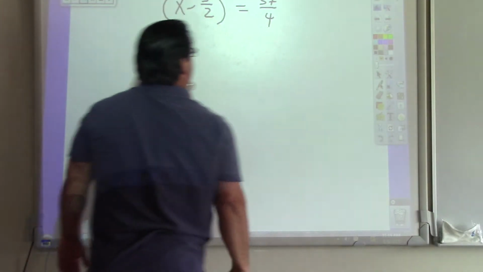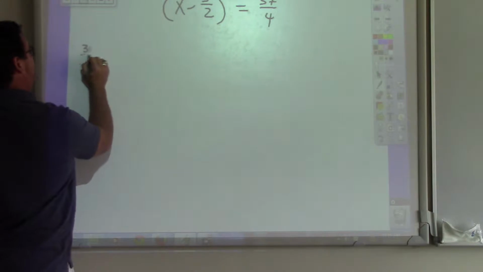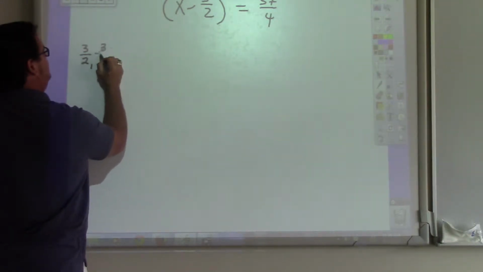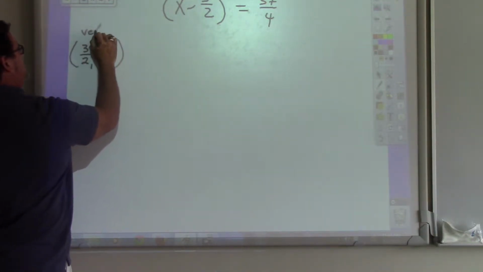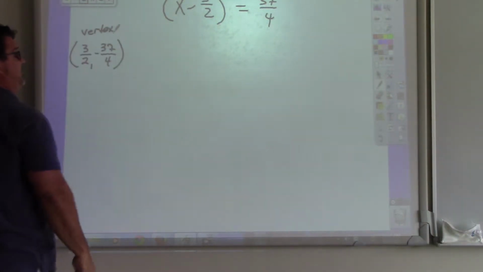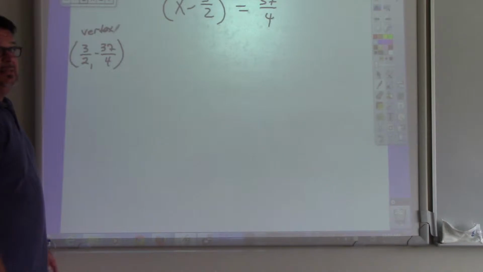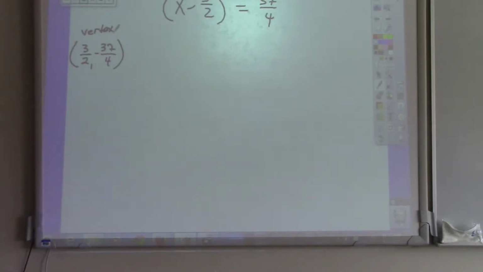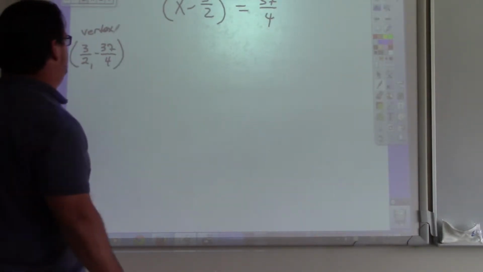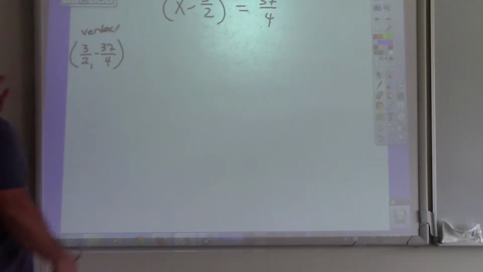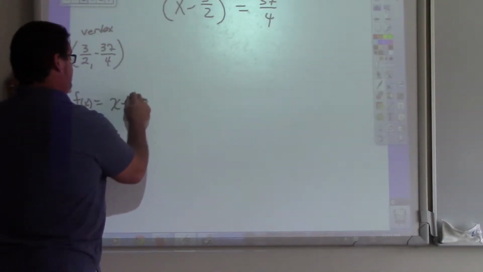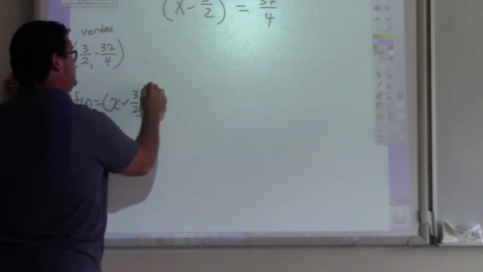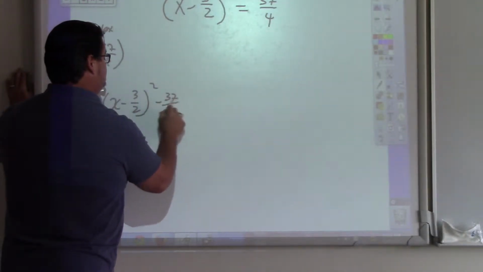What's our vertex? 3 halves, negative 37 fourths. There's our vertex. What's 37 fourths? About 9 and 1/4. And I'm not going to write it in vertex form any better. f of x is equal to x minus 3 halves quantity squared minus 37 fourths.